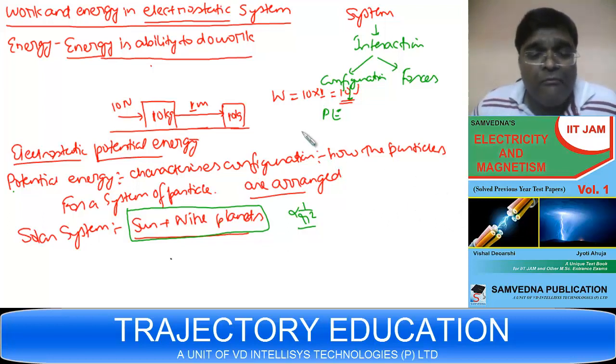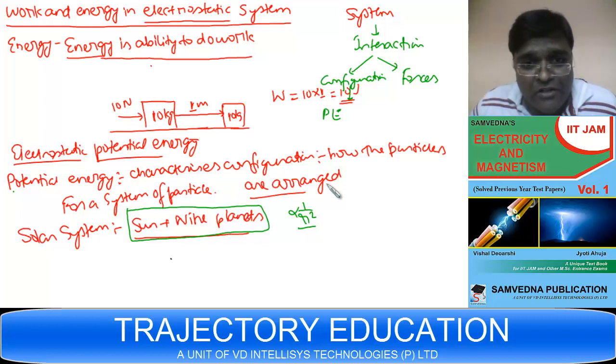So you have to bring them very slowly, quasi-statically. You don't have to accelerate those particles. Work done is equal to potential energy only when your work is used up only in changing the configuration. Work should not go into kinetic energy. Only then you can define the potential energy as work done.